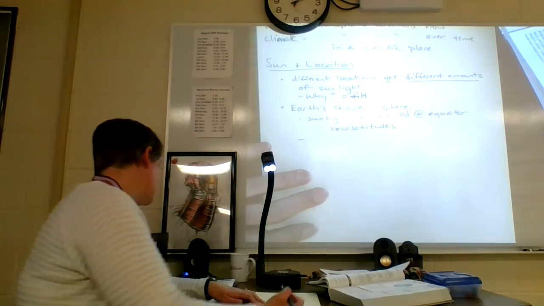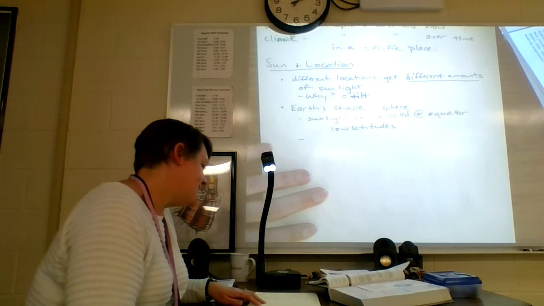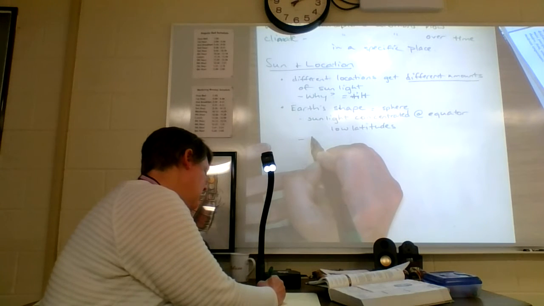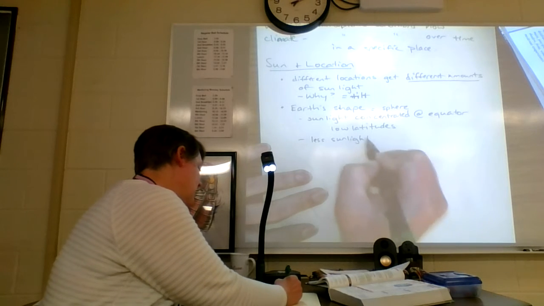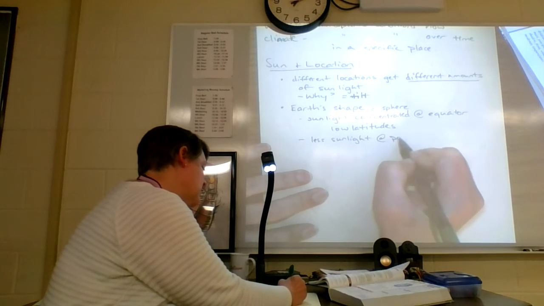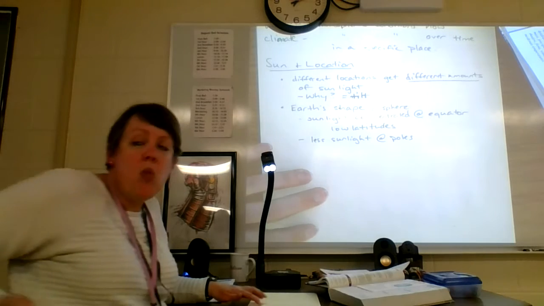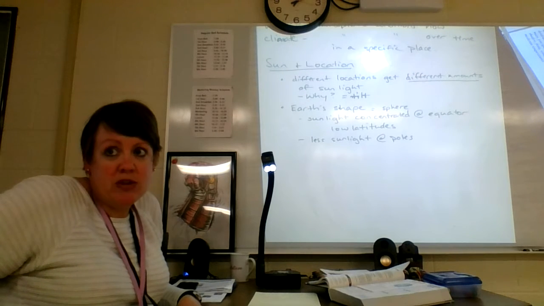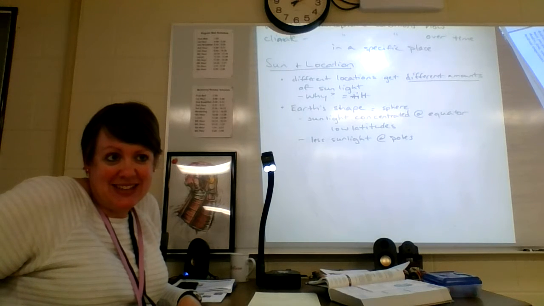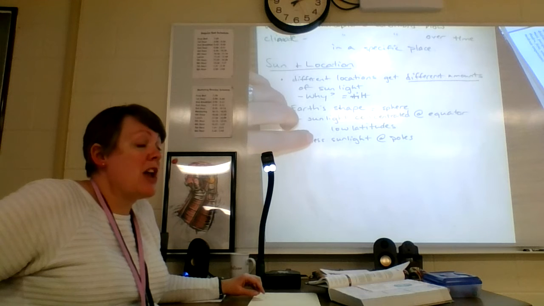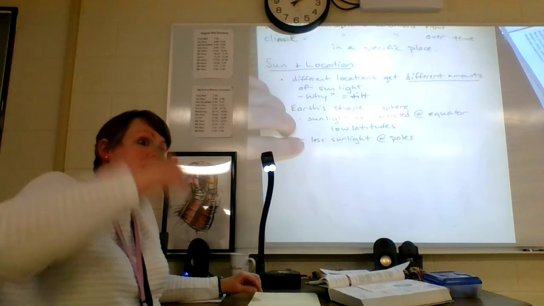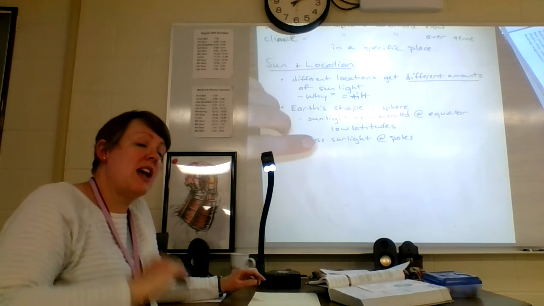So obviously there's way less sunlight at the poles. So what latitudes would those be at? 180? Or would it be 180 and negative 90? It only goes to 90. Okay, 0 to 90 in the north, 0 to 90 in the south.